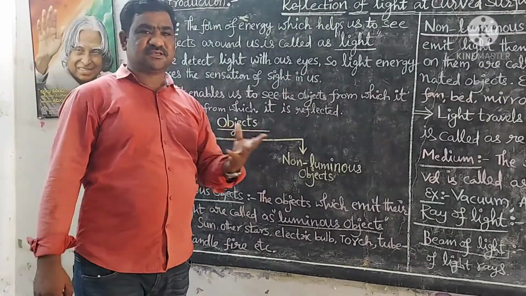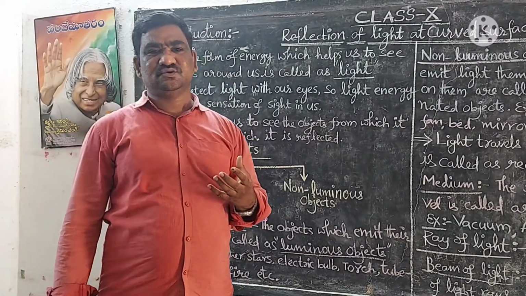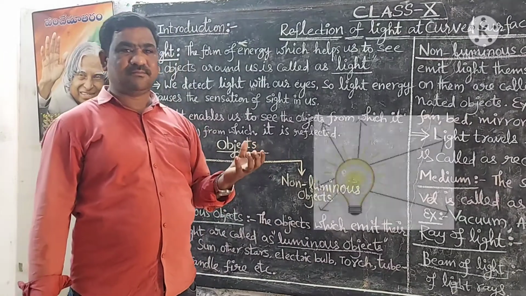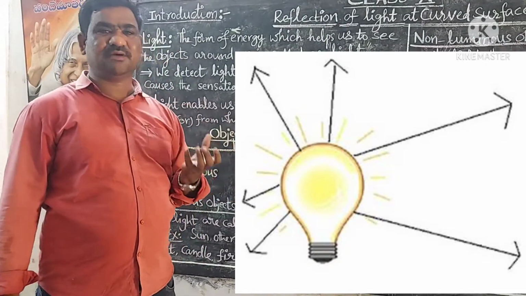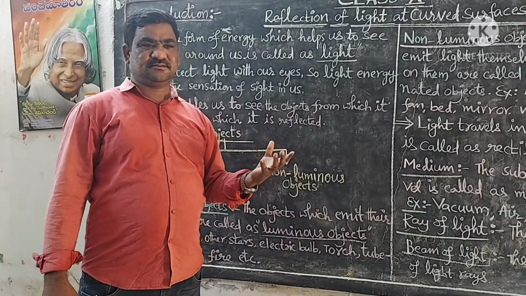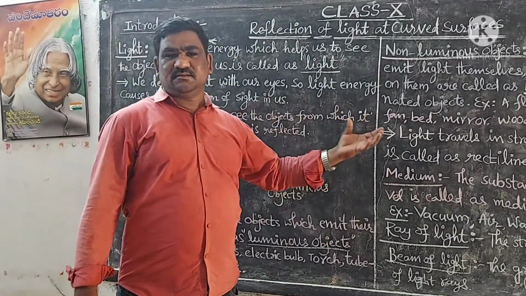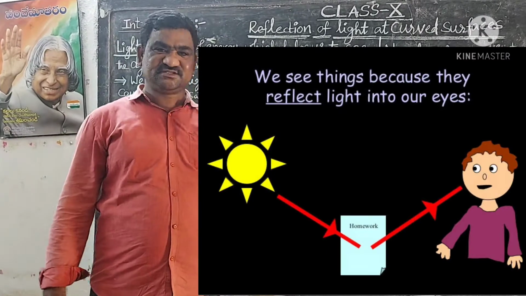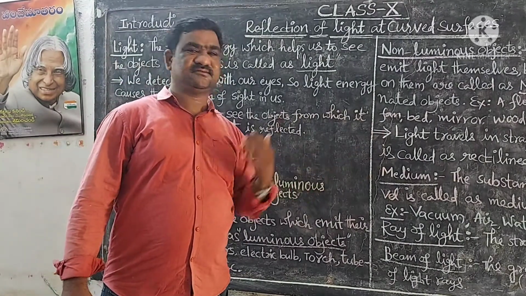That means some objects can emit the light. Some objects do not emit the light. Suppose we take a glowing bulb, it emits the light. When the light coming from the glowing bulb enters into our eyes, we can see the light. Suppose there is a book on the table, the book does not emit the light, but it can reflect the light which is falling on it. The reflected light, when it enters into our eyes, we can see that book.